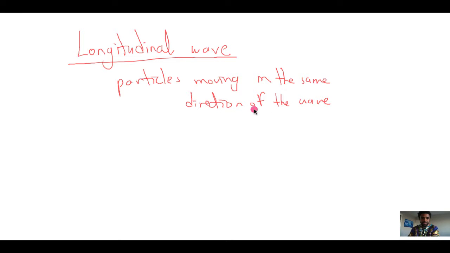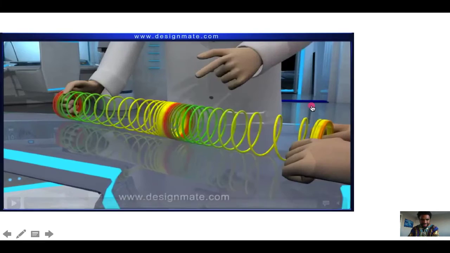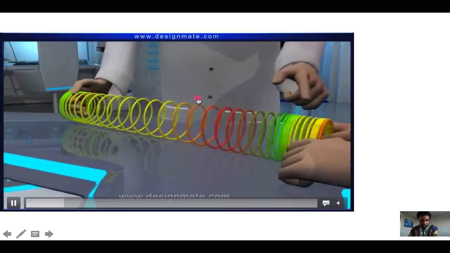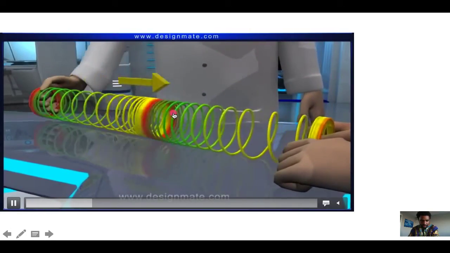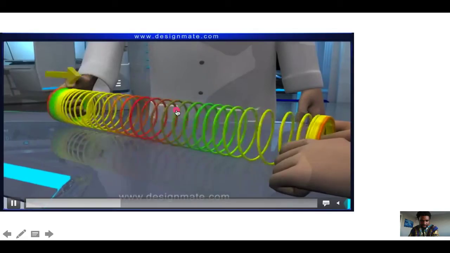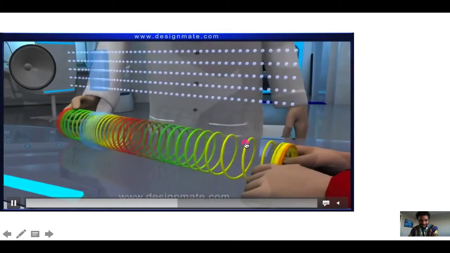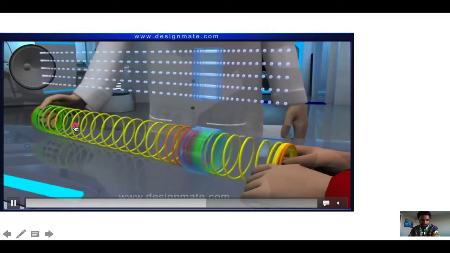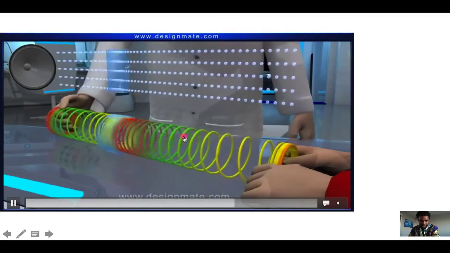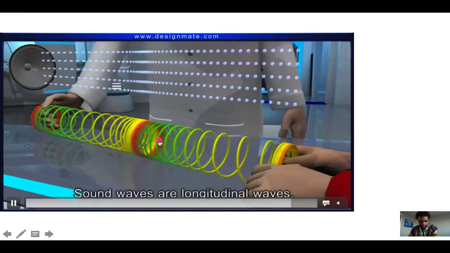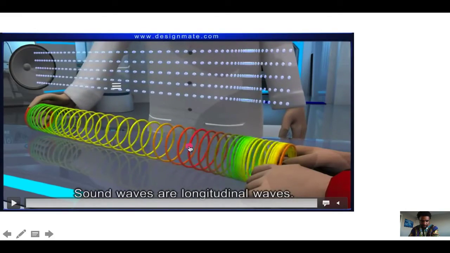Now, a perfect example of this is a wave you can make with a slinky. All right, and I'm going to go ahead and play this video for you. All right. And so if you notice, fixate your eyes on this red part of the slinky. You can notice it's going back and forth, forward and back. And that's the same direction that the wave is going. And the wave is going this way, and the individual particles or parts of this slinky are also going in the same direction. All right.